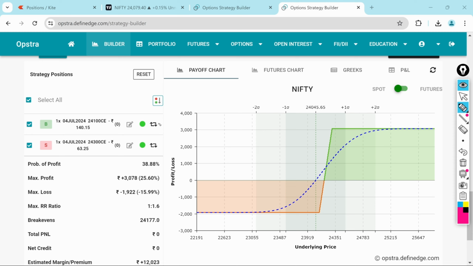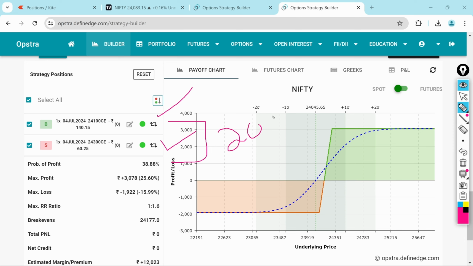In this example, we created a debit spread using an at the money call option and an out of the money call option. You can see the 24,100 call, which is very close to at the money. We bought it and we sold 24,300. The distance between the buy leg and the sell leg is 200 points.